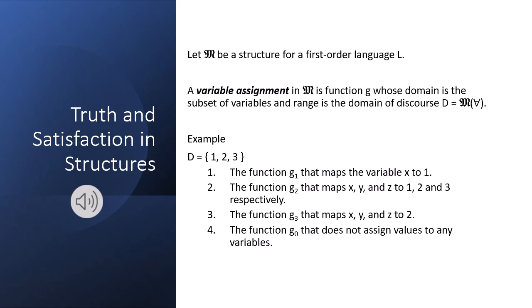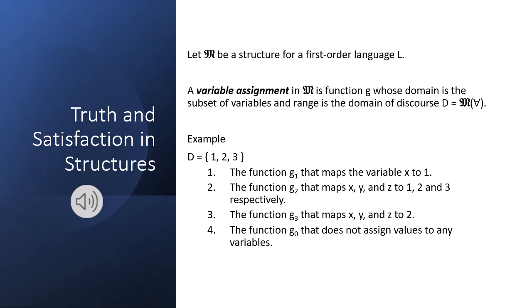But we're free to send these elements wherever we would like. And so, for example, we could even send them to the exact same elements of the domain of discourse. So, for example, G3 here takes x, y, and z and sends them all to the same element 2. And again, remember, what we're doing here with our variable assignment is temporarily thinking about the variable as being like a constant and naming an actual object in the domain of discourse. In this case, we're assuming x, y, and z all name that object too.